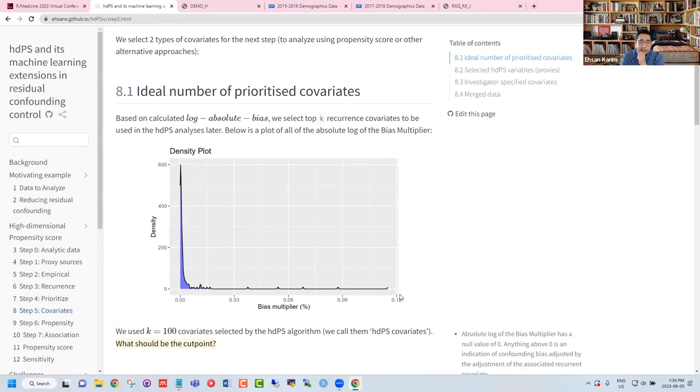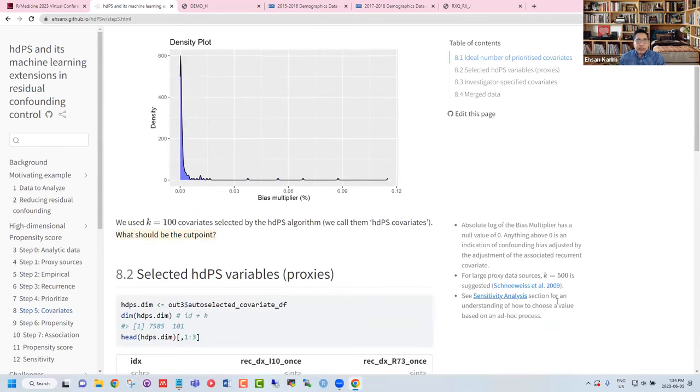But in the literature, usually it is proposed that you can select the top 100 variables, say, for example, the top 100 variables that you need to consider in your analysis. If you are dealing with larger data sources, you can also deal with 500 proxy variables that are selected by this Bross formula. So the top ranked variables, or the proxy variables, that are associated with a high amount of log absolute bias, those are the information that you need to select.